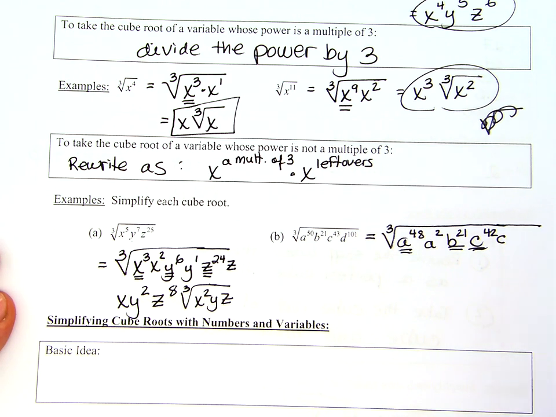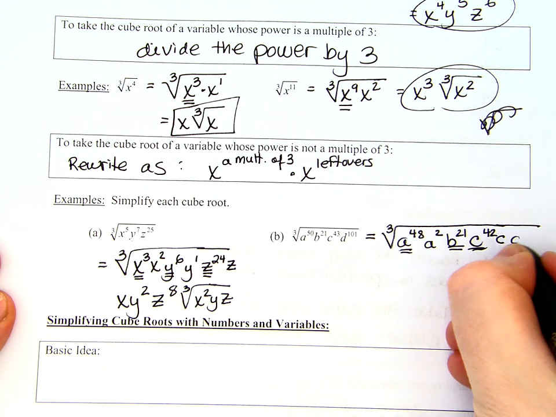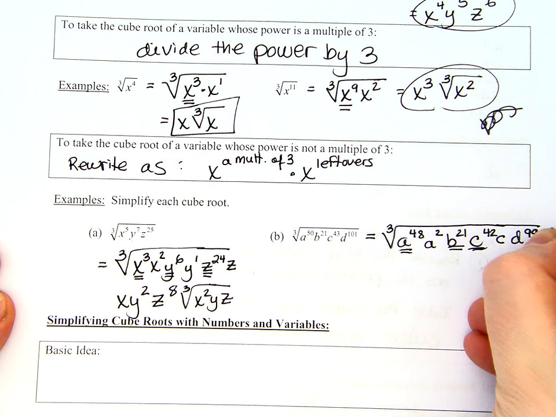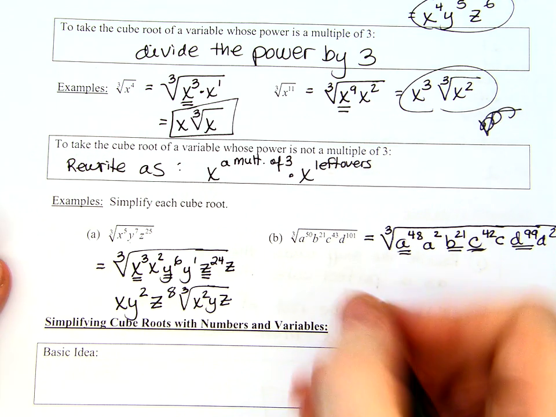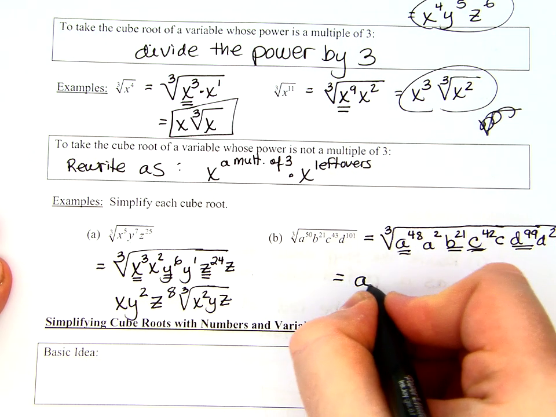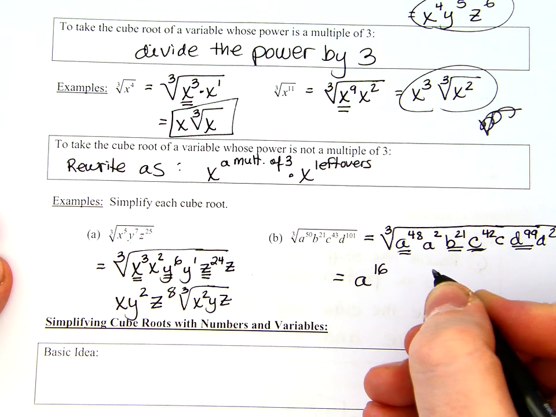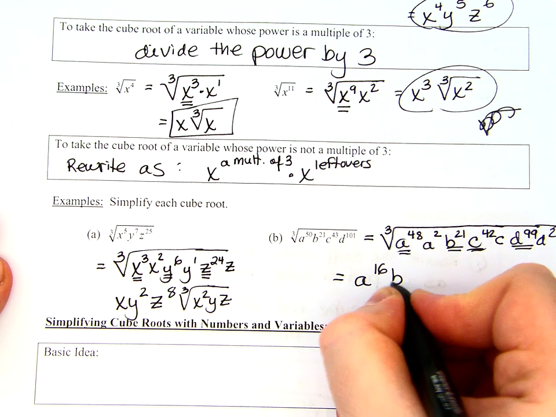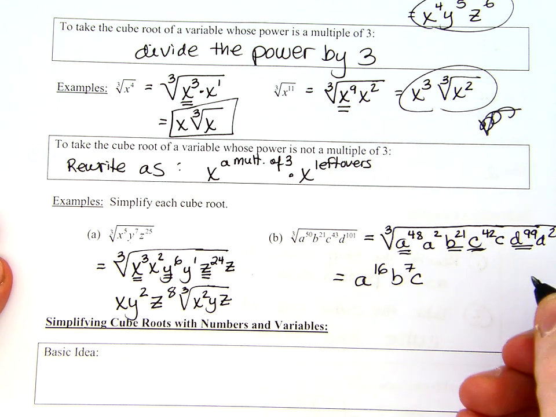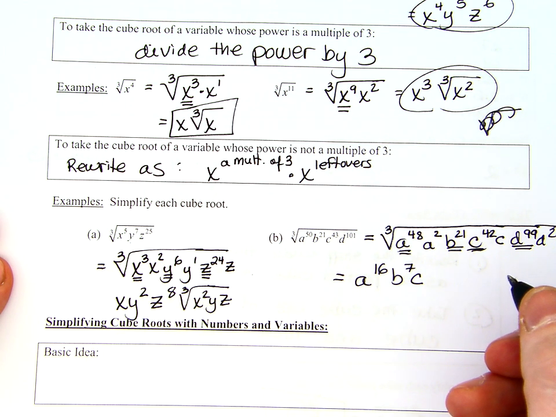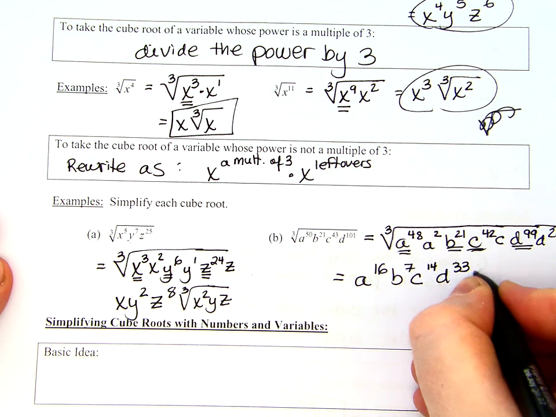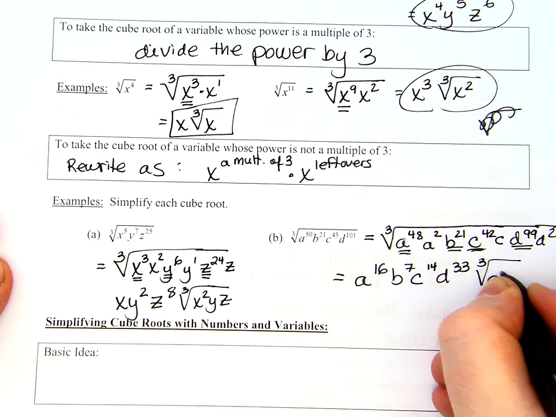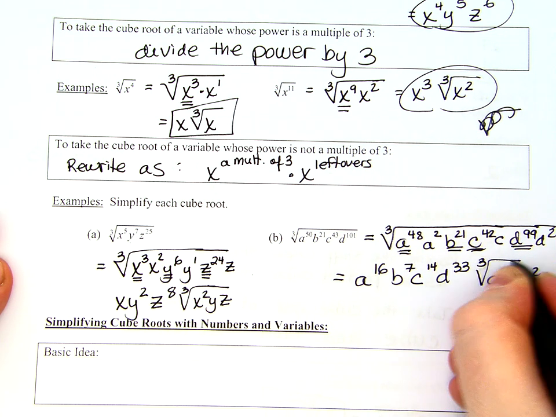And Abby, how about d? Good. Again, I'm going to need to see work in the homework. This is the line of work I need. Not bad. Then we're going to take our cube roots. I think that's going to be a to the 16. 16? Okay. B to the 7. C to the, help me out, not 13, 14. D to the 33. And inside our root, we're left with an a squared, a c, and a d squared.